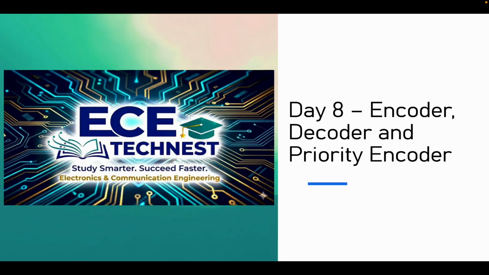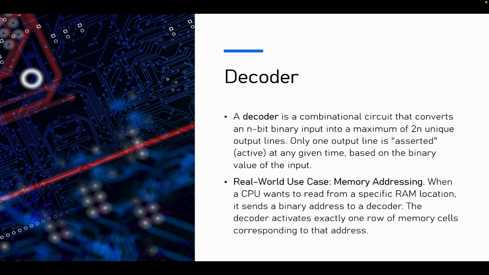In today's series of Verilog and digital design, we'll be looking forward with encoder, decoder, and priority encoder. Decoder. A decoder is a combinational circuit that converts an n-bit binary input into a maximum of 2^n unique output lines. Only one output line is asserted.